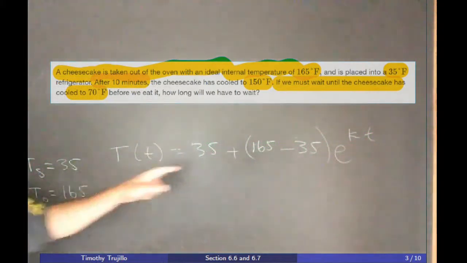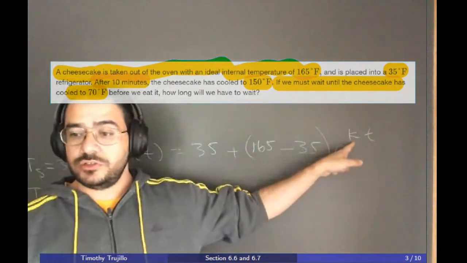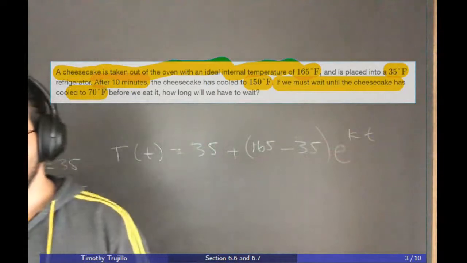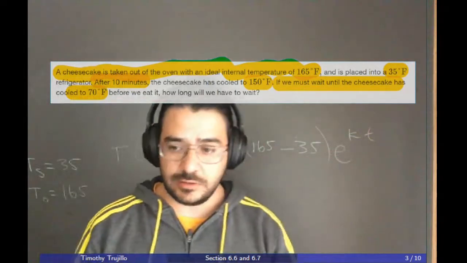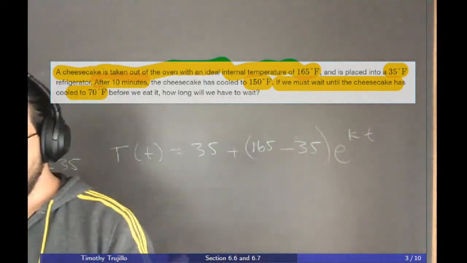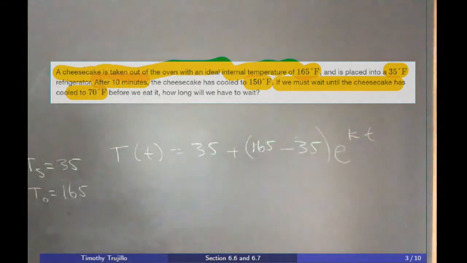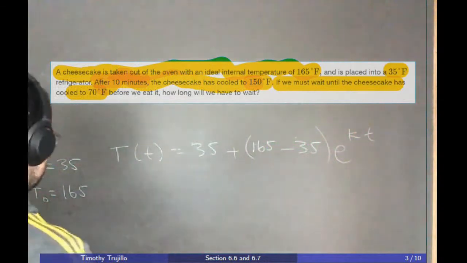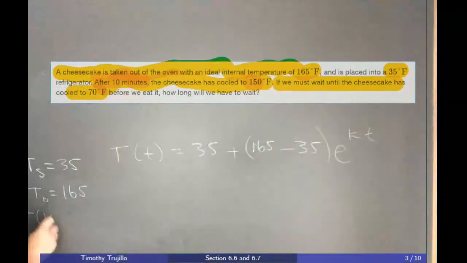So in order to figure out k, we need to also use some other information in the problem. Sometimes they'll tell you what k is. They'll just say this is the constant for k. Other times they'll tell you a little bit of information, like for example here, that you checked after 10 minutes and saw that the temperature was now 150 degrees. Okay, so what that means is that T at 10 is 150 degrees.